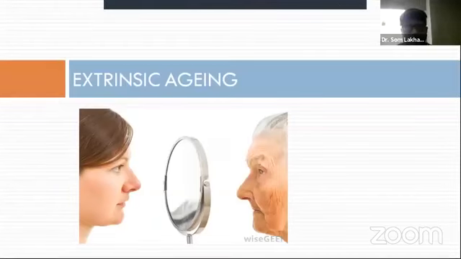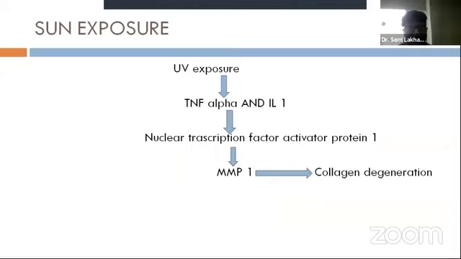Now, we'll be discussing certain extrinsic factors which determine aging. Extrinsic aging is more important because this is preventable aging. These are factors which we can prevent, or by which we can further reduce the process of aging. So the first and foremost important factor behind extrinsic aging is sun exposure.